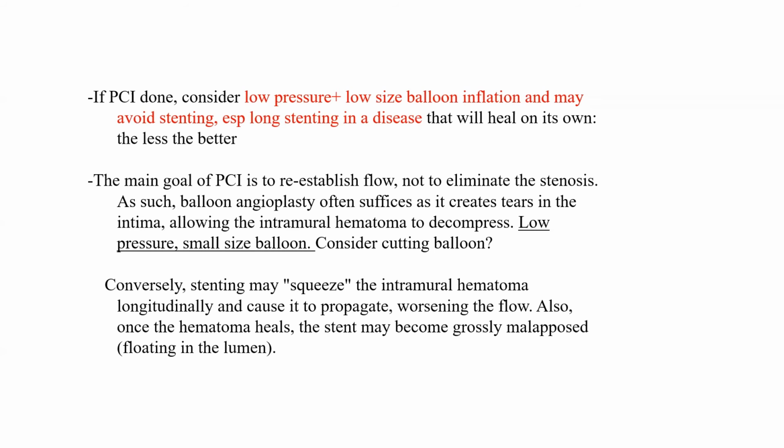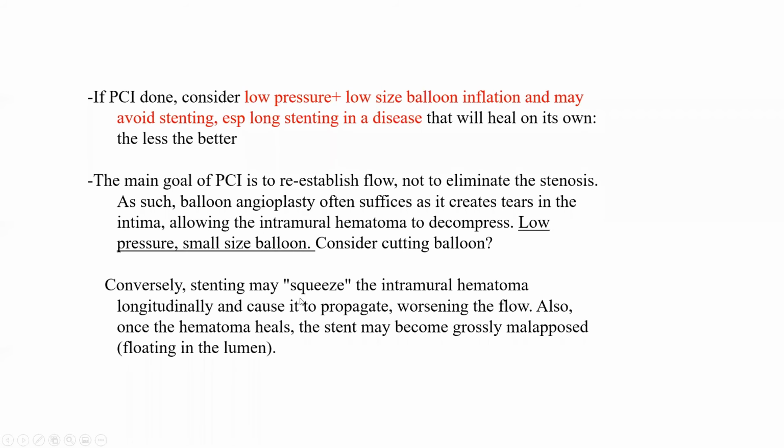When you balloon an intramural hematoma in dissection, the goal is not to squeeze it. If you squeeze it, you will open an area, but then it will go more upstream or downstream. You'll create a stenosis. You want to avoid that. That's why when you balloon, it's low pressure and low size balloon inflation. And the idea is that you try to tear the intima to make it decompress. Some people have suggested cutting balloon, and you may consider that.